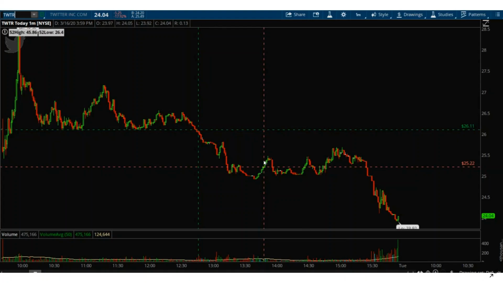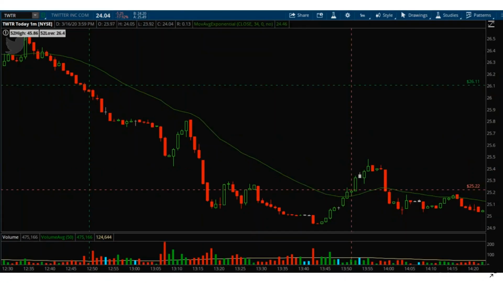Now, why do I have the line over here? This is the first candle that opens above the 34 exponential moving average. If you've seen my videos before, you'll see that I like to use this 34 exponential moving average as a guide. This candle here, that's the first one that closed above the 34. Then you can see it's starting to curl upwards. So that might be a good indication to watch the trade.